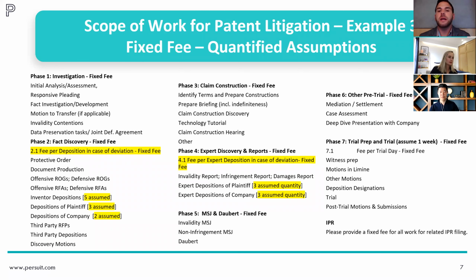In this example, instead of it being capped fees by phase, we've got fixed fees by phase. But we also have assumptions on the number of depositions: the number of depositions of the plaintiff, the number of depositions of the company, and the number of expert depositions. We've also provided the firms the ability to define what the fixed fee amount would be if that assumption was wrong. So the firms can give a fee per deposition in case there's a material deviation. Does this lead to a change in the variance?